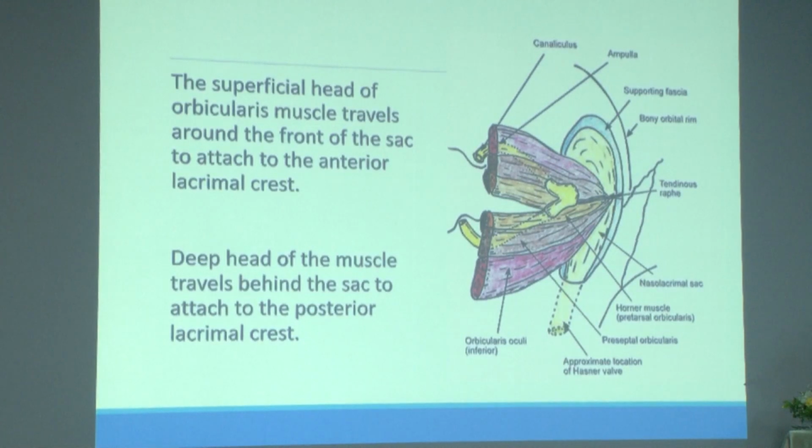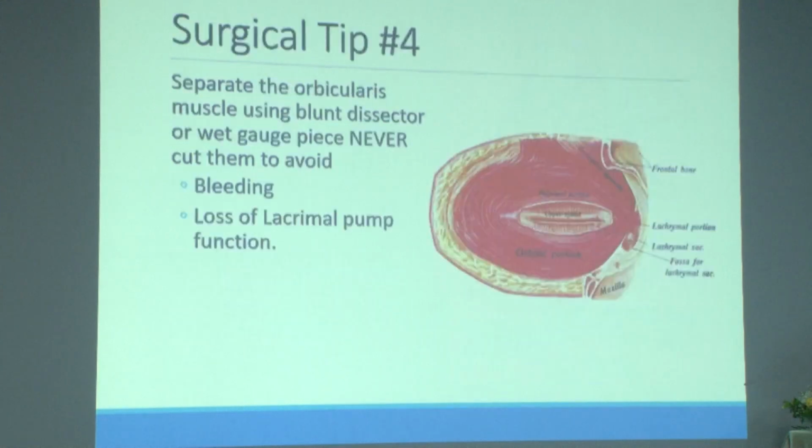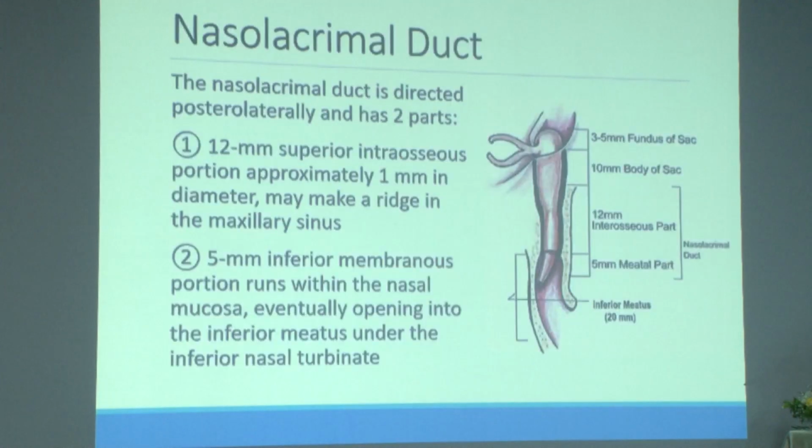So, why is it important to know the superficial head and deep head of the orbicularis oculi? It encompasses the medial canthal tendon. So, basically, when you are cutting the orbicularis muscle, you will cut the tendon. So there should be blunt separation. Surgical tip number 4 is to separate the orbicularis muscle using a blunt dissector or gauze piece, and never cut them, to avoid bleeding and loss of lacrimal function.